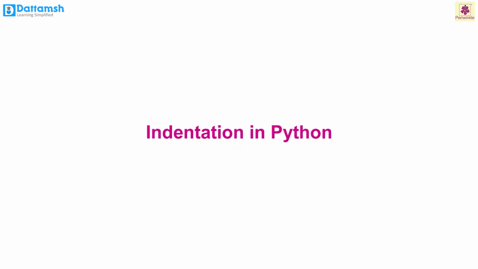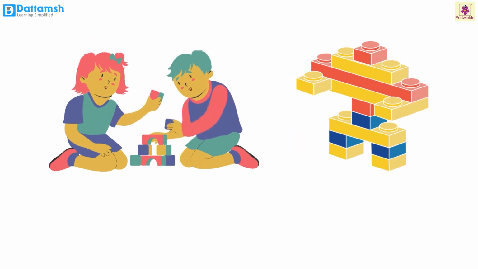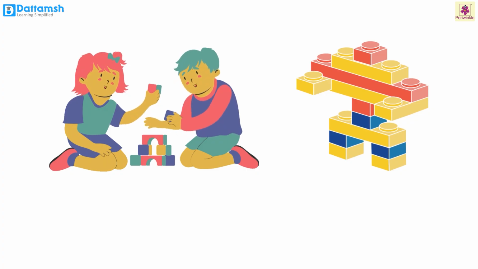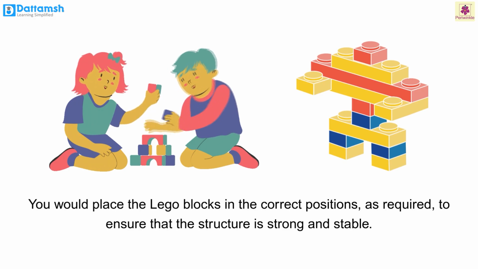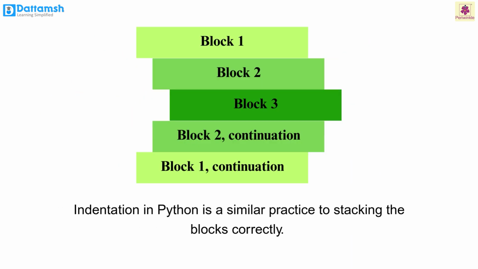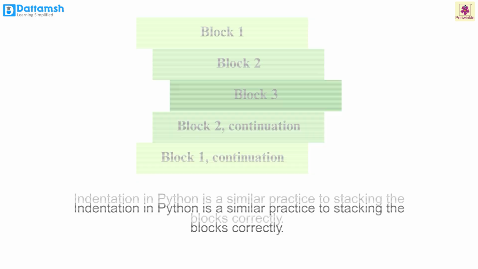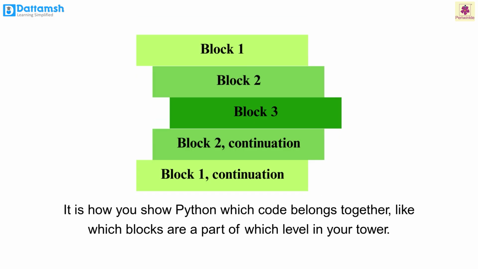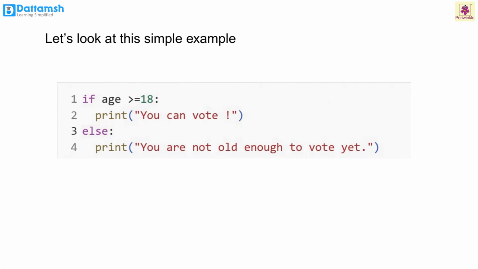Indentation in Python. Students, consider that you're building a structure like a bridge, a castle, or a house using Lego blocks. Now, you would not stick them randomly, right? You would place them in a correct position as required to ensure that the structure is strong and stable. Indentation in Python is a similar practice of stacking the blocks correctly. It is how you show Python which code belongs together, like which blocks are a part of which level in your tower.